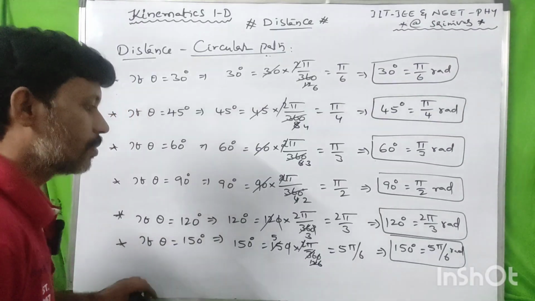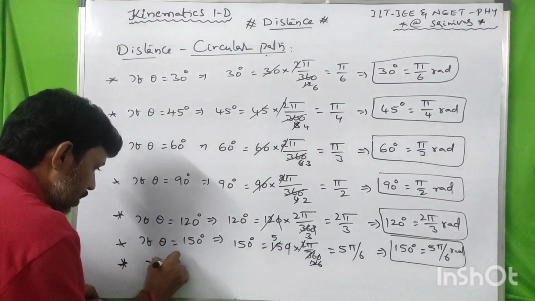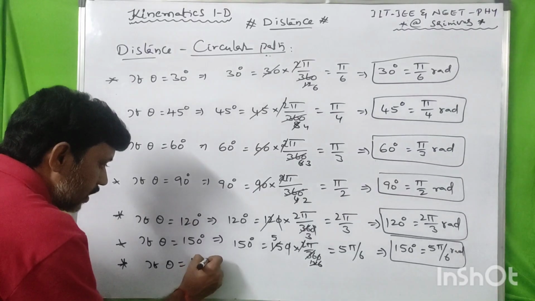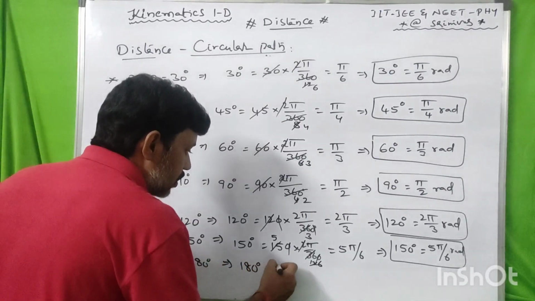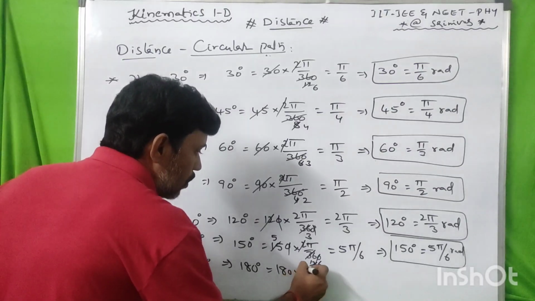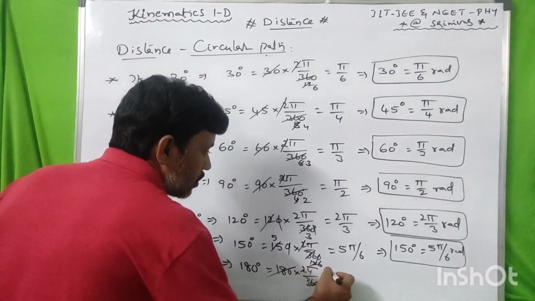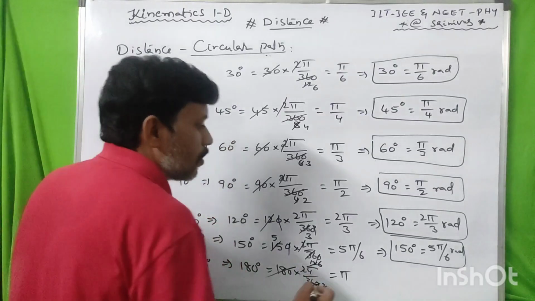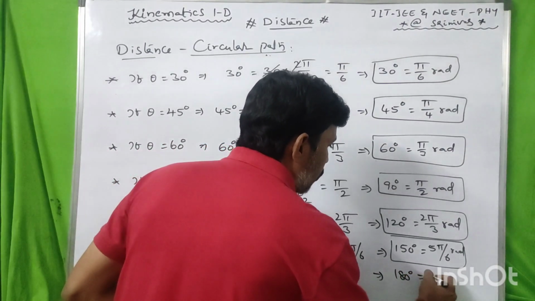Last one nanna. If theta is equal to 180 degrees, that implies 180 degrees is equal to 180 into 2 pi by 360. 180, 2 times 2, 2 cancel, is equal to pi. Therefore 180 degrees is equal to pi.